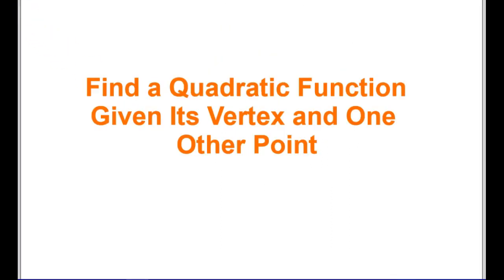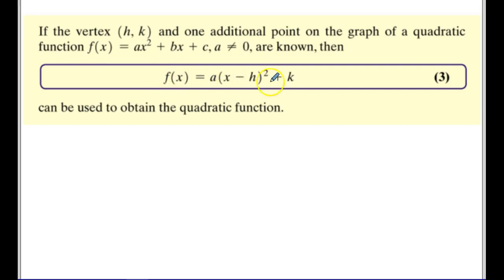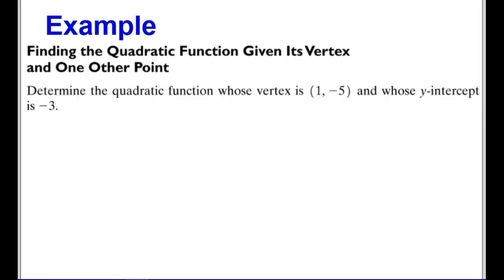So now we're going to be given a vertex and one other point of our quadratic and asked to write the equation. Okay? So here we're going to use vertex form. Generally when you're given the vertex, we want to use vertex form. So now let's just see what we can do. Determine the quadratic function whose vertex is (1, -5) and whose y-intercept is -3.